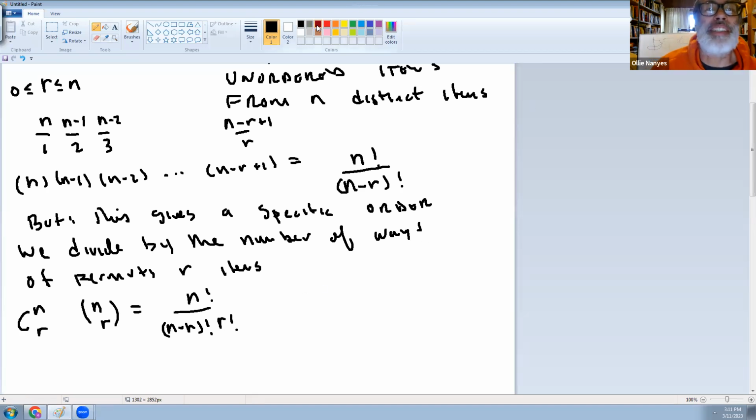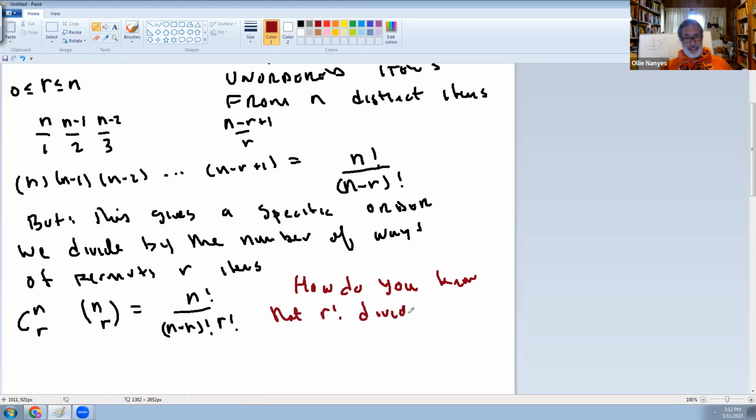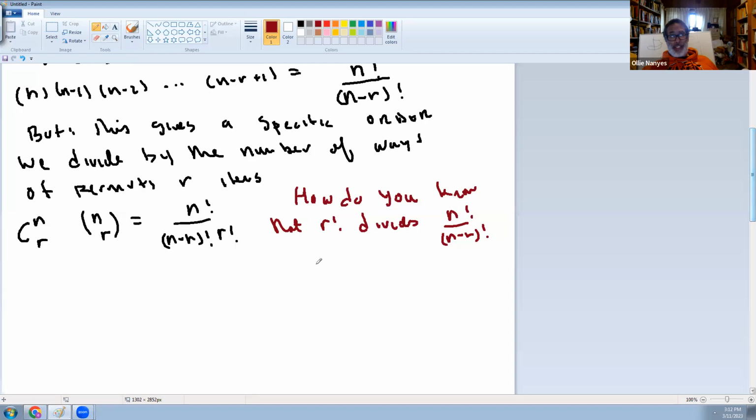But then the question sometimes crops up is, how do you know that r factorial divides n factorial divided by n minus r factorial? So how do you know you actually get an integer there? Now, intuitively, you'd say, well, it's counting something, and you can only count an integer number of ways. But let's nail this down precisely.